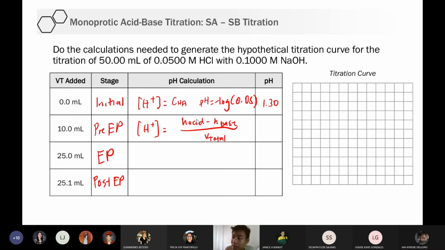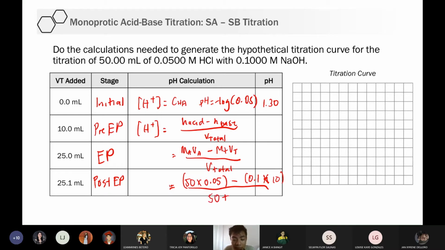What is mole acid? Remember, acid is analyte. So that's MAVA minus mole base. Base is our titrant, MTVT, divided by the total volume. Okay? So we plug in MAVA, MT, and the VT. Okay. So that's 50 times 0.05 minus 0.1 times 10. Ano yung total volume? May 50 ml ka na analyte. Tapos, nagdagdag ka ng 10 ml na titrant. So, 60 ml yung total. Okay? So, ganun ha.